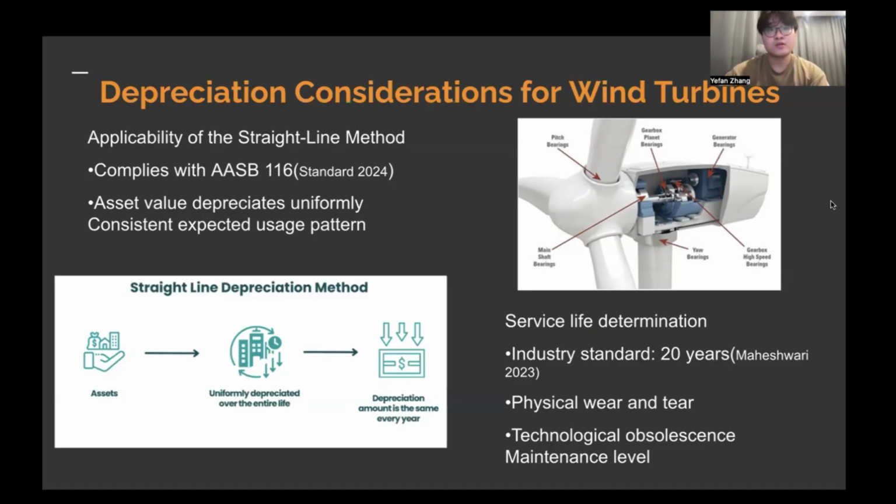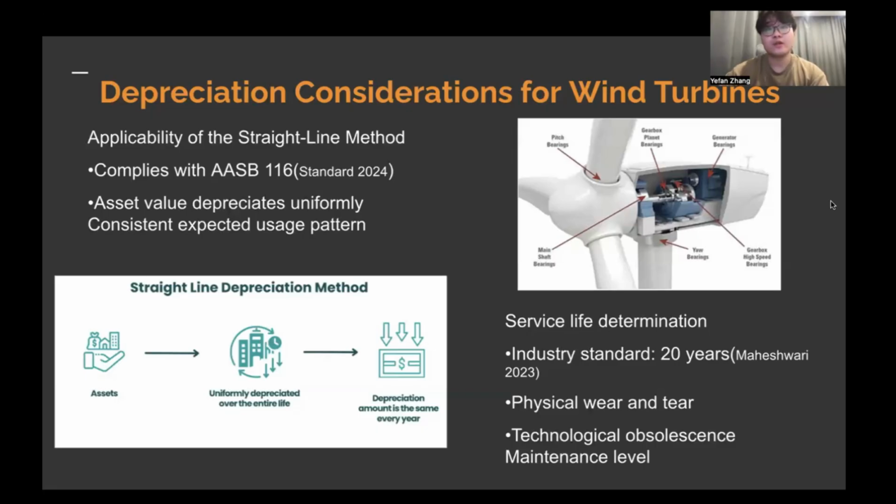Thirdly, wind turbine technology is relatively stable and does not become obsolete as rapidly as electronic equipment. And finally, turbine usage patterns remain relatively constant throughout their life cycle.